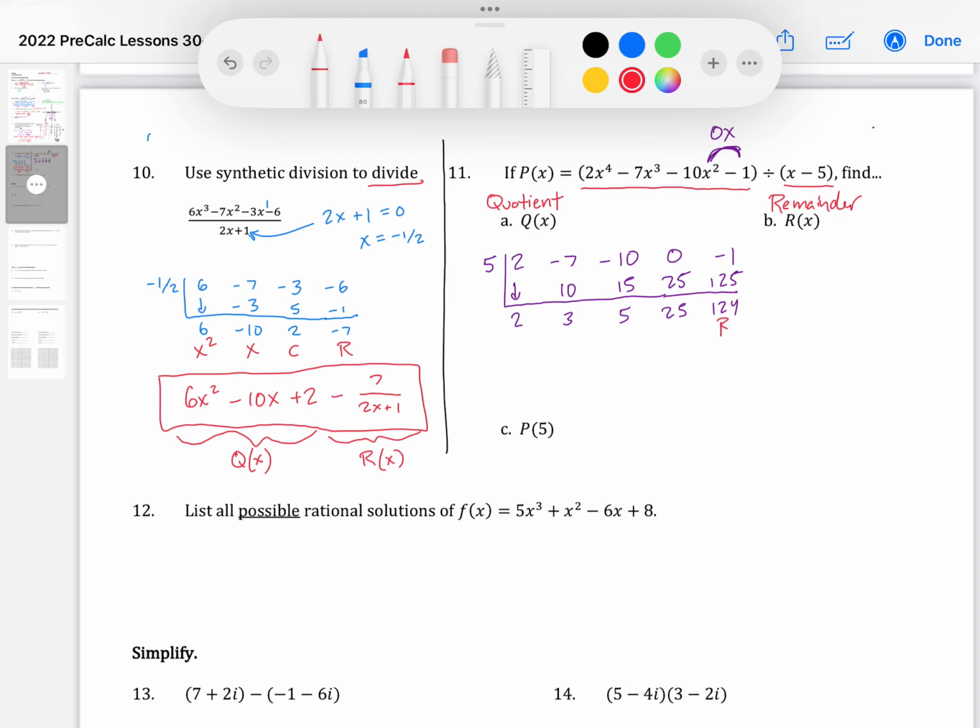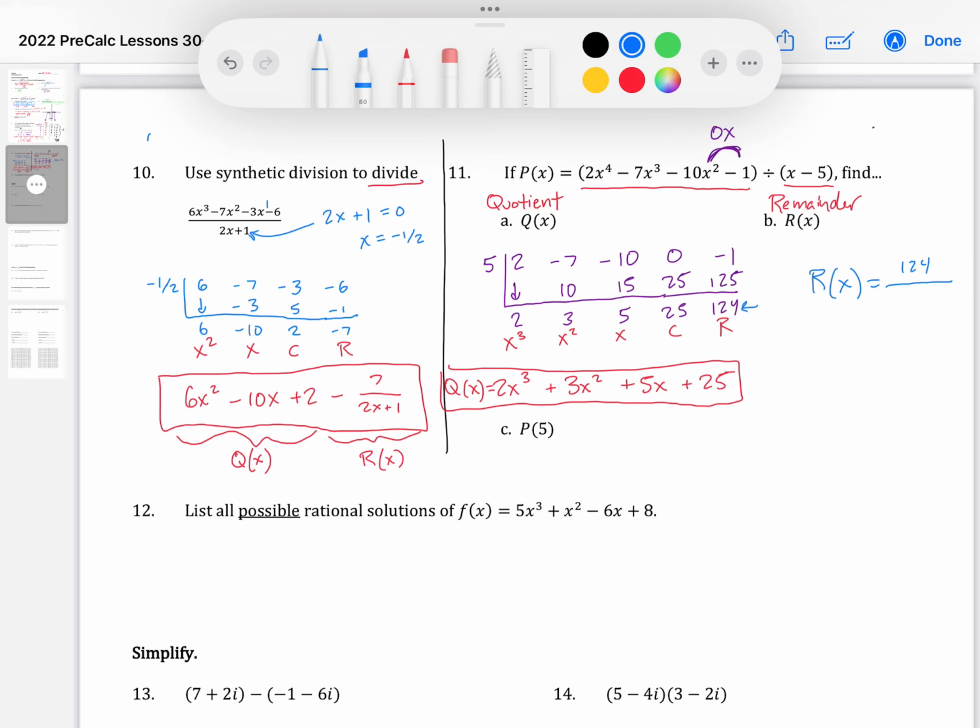So again, remember this is your remainder, constant, x, x squared, x cubed. So the quotient is going to be 2x cubed plus 3x squared plus 5x plus 25. So I'm going to call that q of x just to fit the problem. Then we're going to write our remainder separately. So that's just based on this part. Your remainder is going to be positive 124 over what we were dividing by, which is x minus 5.